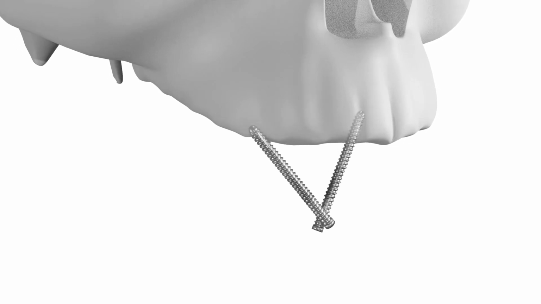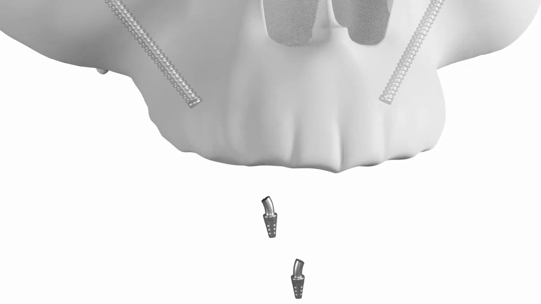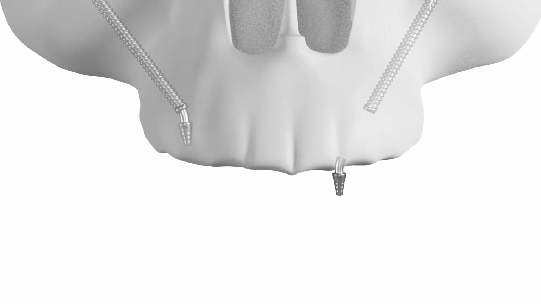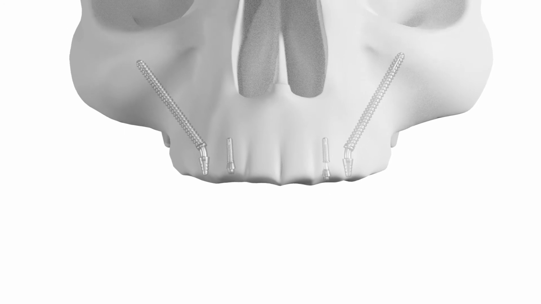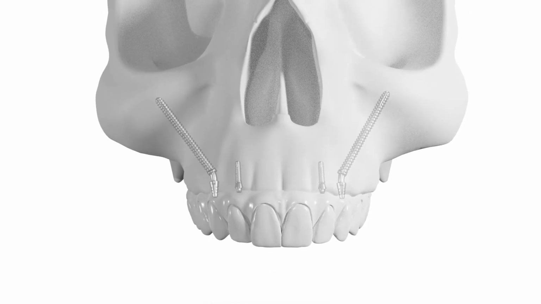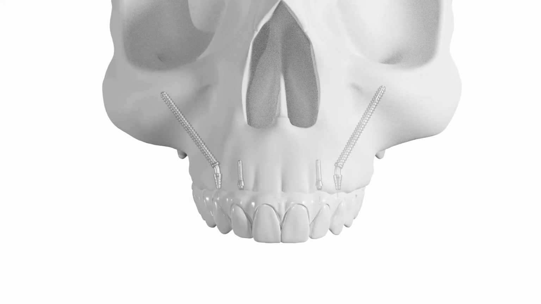Zygomatic implants is another option to replace missing teeth in patients who don't have enough bone in their jaws. So in this case, we obtain support from the zygomatic bone, which is your cheekbone, in other words. These implants are significantly longer than traditional dental implants because they obtain support from the zygomatic bone, which is your cheekbones. However, they provide the same aesthetic and functional results.